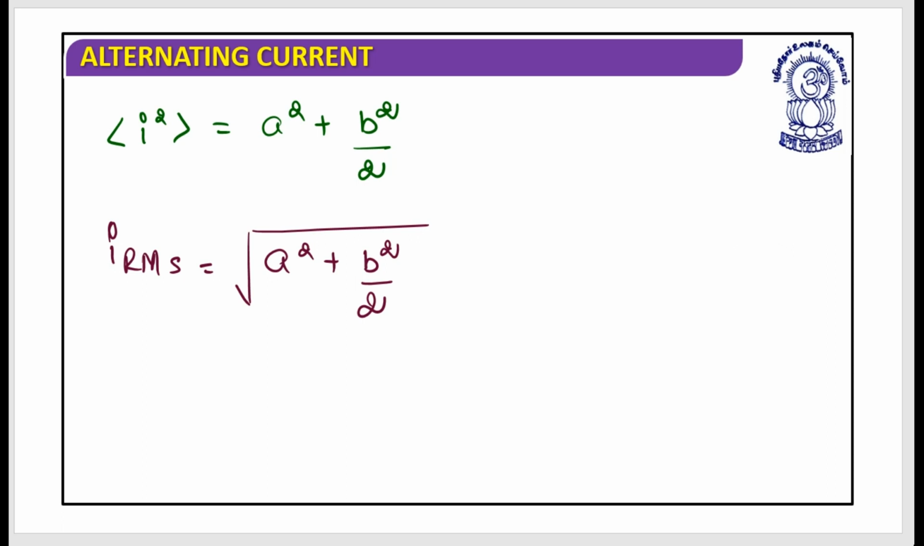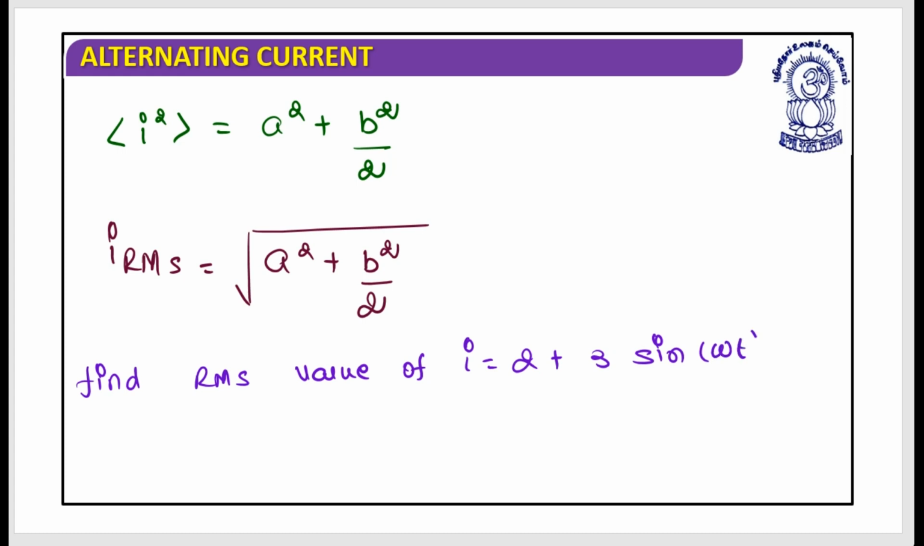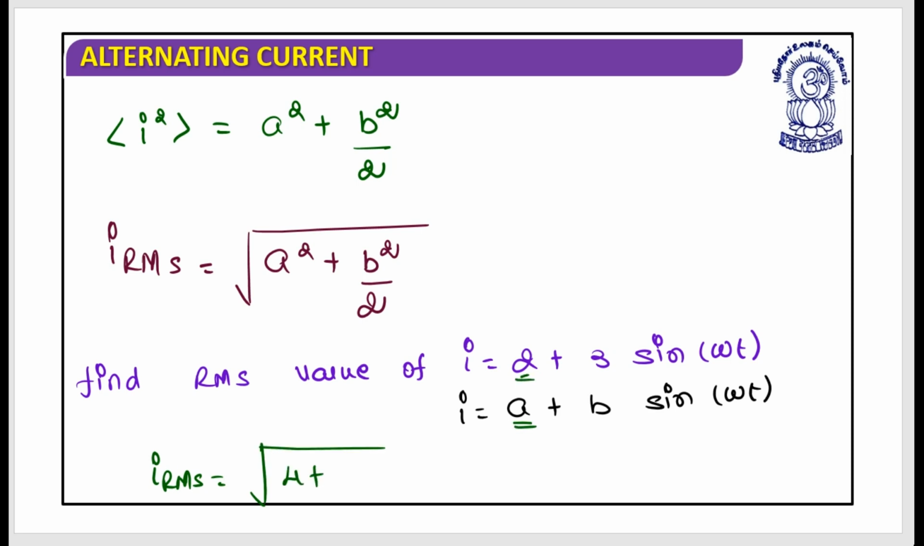This is the I RMS. Now if someone asks me to find the RMS value of I equals 2 plus 3 sine omega t, I just compare it with a plus b sine omega t and put in the values. I RMS would be root of a square, which is 4, plus b square, which is 9 by 2, so 8 plus 9, 17 by 2. That's it, you did it.